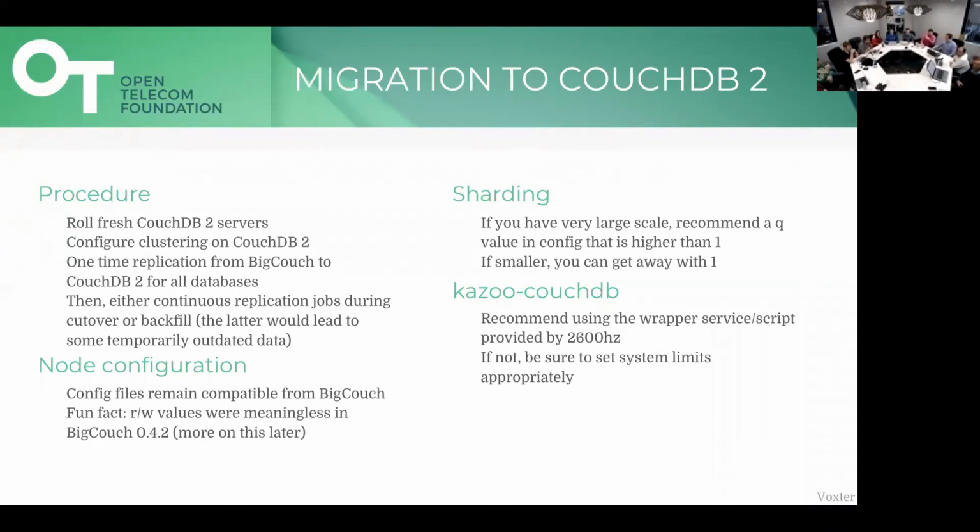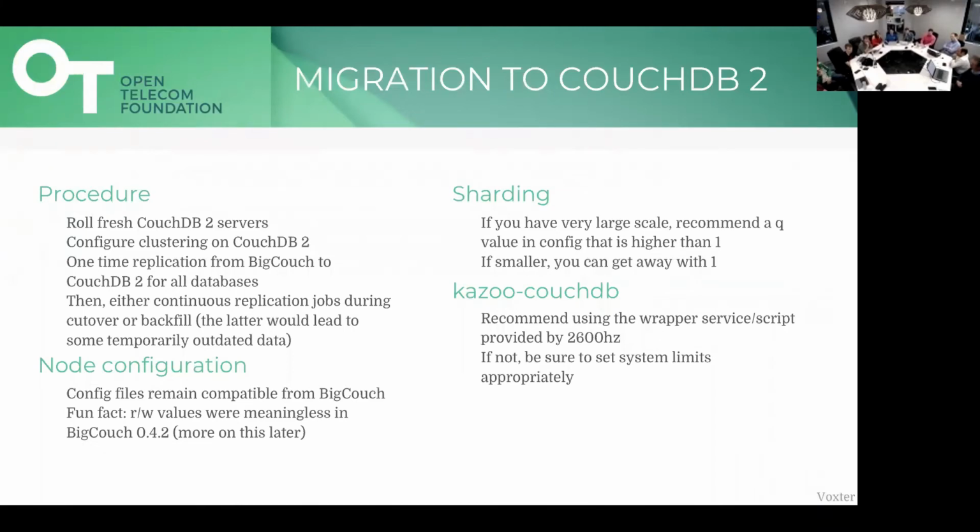So procedure. The way you're going to want to do this, if you haven't already, is you're going to want to roll completely fresh Couch 2 servers and customize or configure those for clustering initially. Make sure you follow the cluster documentation in CouchDB. It explains it well, and they will comment on the fact that you want to predefine the size of your cluster ahead of time. You want to know how many nodes you're going to need. You want to know how many shards you're going to use. And that'll vary depending on your size, your geographic placement.